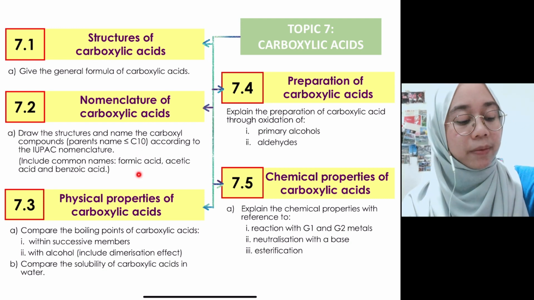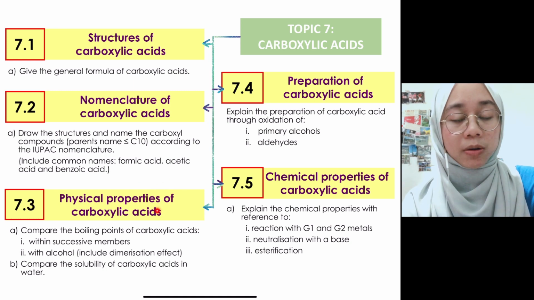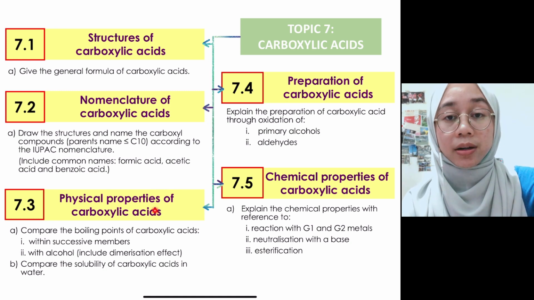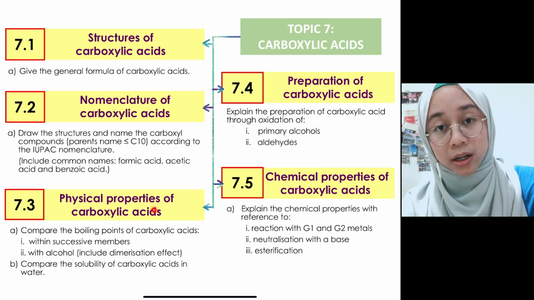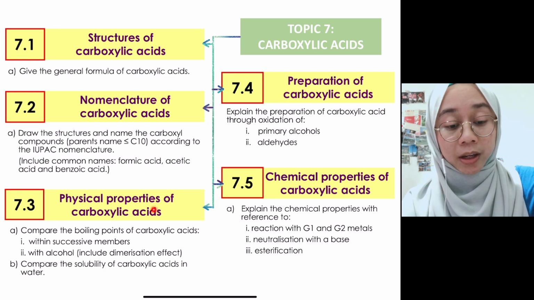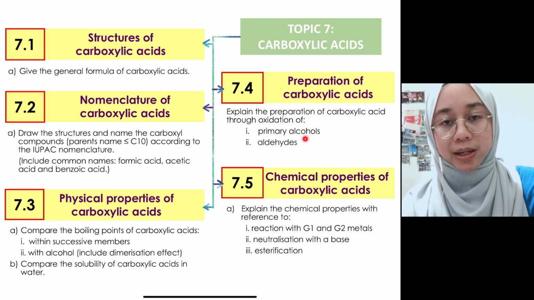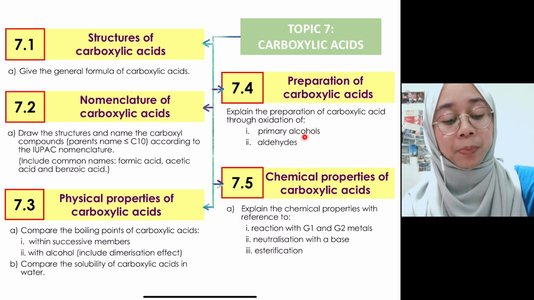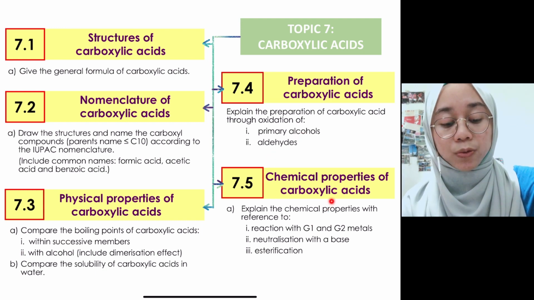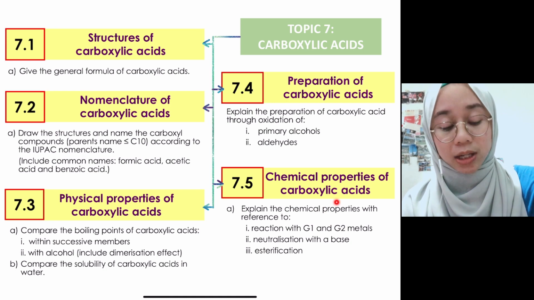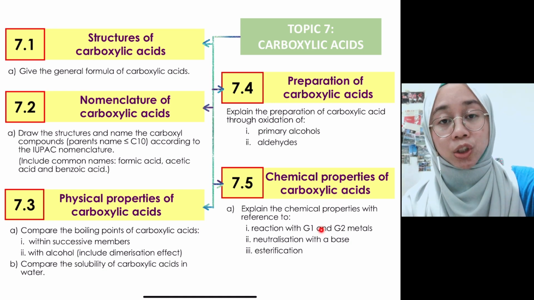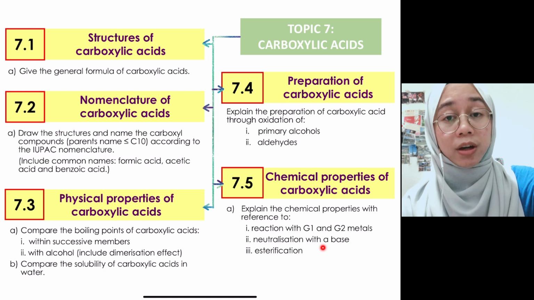Then we are going to see the physical properties of carboxylic acid. We'll be learning about the boiling point and also the solubility in water, and then we are going to have a look at the preparation of carboxylic acid. But this part here, class, is basically a revision part. You have learned this before in previous topics. And then we are going into 7.5, which is the last one, on the chemical properties of carboxylic acid.